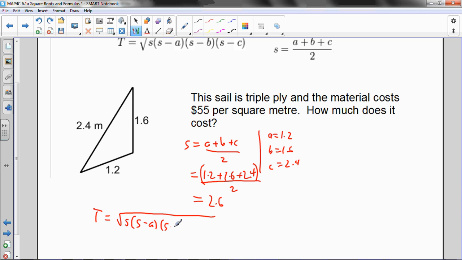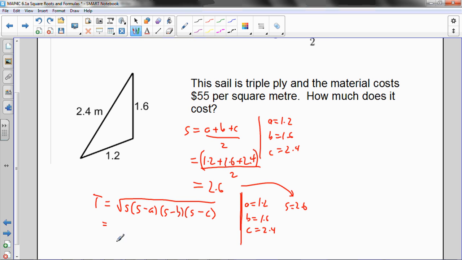notice this formula, and the formulas we're going to be dealing with this whole chapter, you don't have to memorize, okay? I'll give them to you, and then you'll mess around with them. So A was 1.2, B was 1.6, C was 2.4, and then S was 2.6 because we just calculated that, right? And then now we can put into Heron's formula and find the area of that sail. S was 2.6. Now, we don't really care where this formula came from or anything like that. S was 2.6, B was 1.6, and S was 2.6.